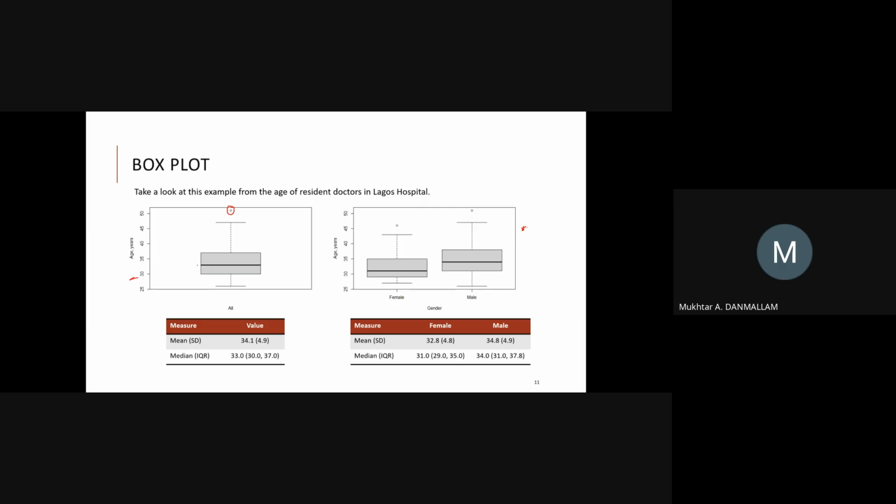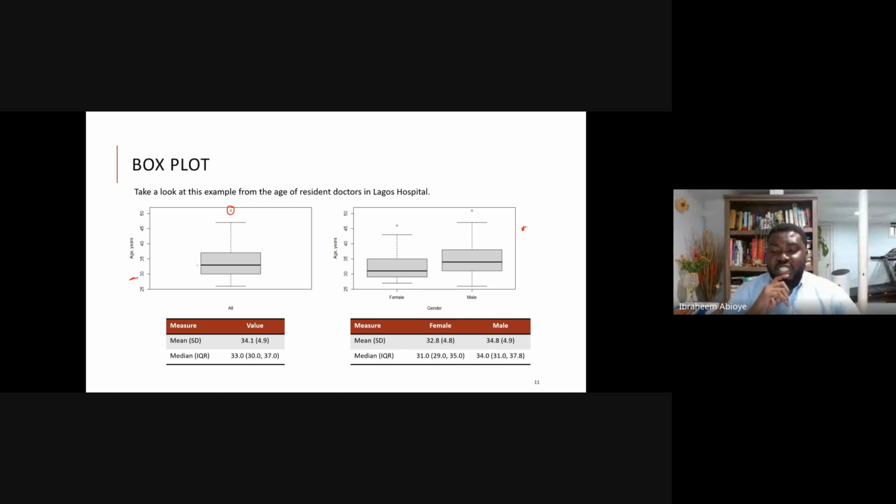Yeah, females are generally from the younger age group. Very good. In general, the second question: do you think that male doctors are more spread out in age than female doctors, or is it vice versa?